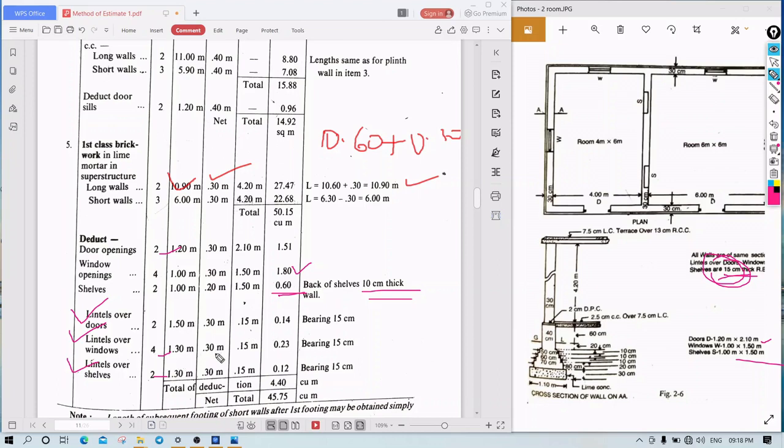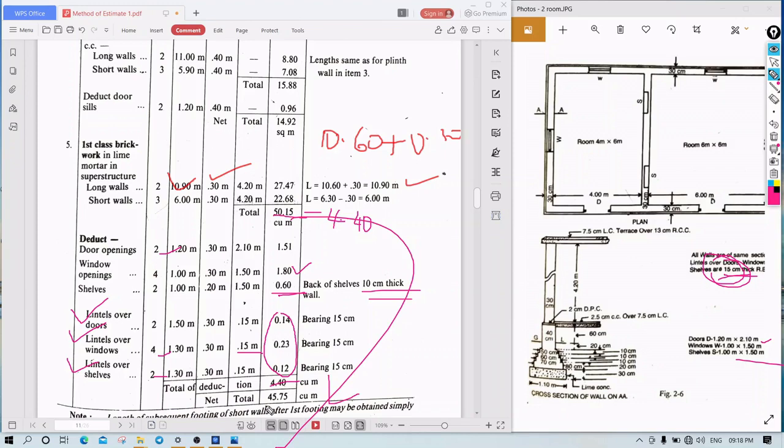0.15 is the thickness. 1.30 is the lintel over windows length. 30 centimeter is the breadth, and the depth is 15 centimeter. So multiply them and add. The bearing is 15 centimeter, which they have already provided here. So the total is 50.15. From that, deduct this amount, 4.40, and you are getting the total actual quantity, that is 45.75 meter cube.